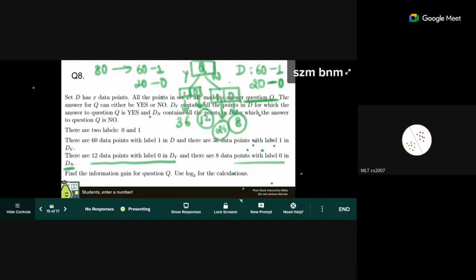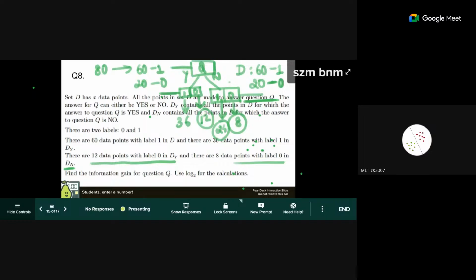Now you have all the information that was required to calculate the information gain. So you need to calculate the entropy for D, entropy for Dy, and entropy for Dn. What is the entropy for D? That's what I'm asking. What is the entropy of D?